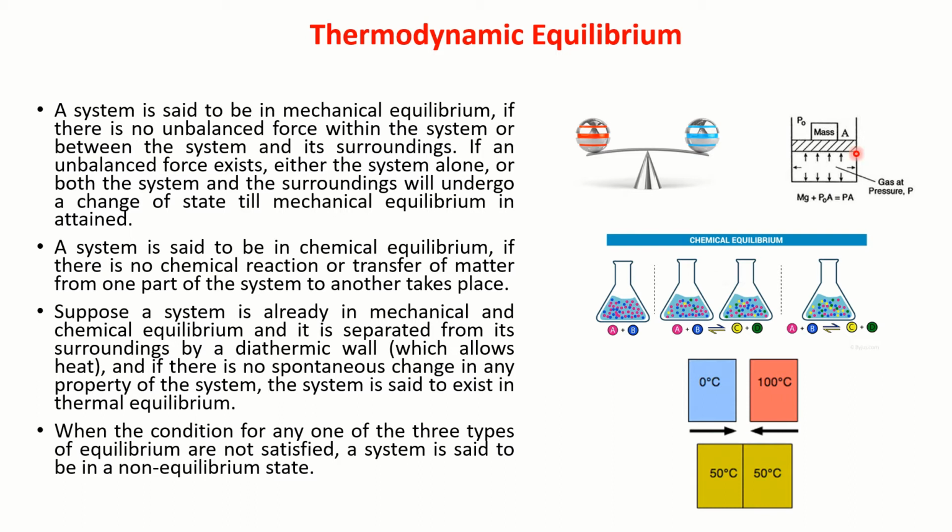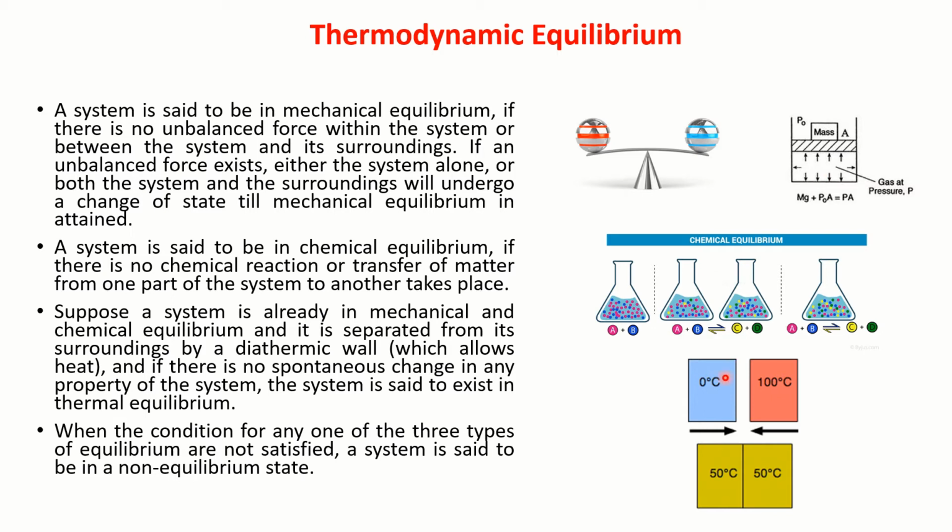Look here, there's a pressure acting on these things, and there's a mass here. So the mass and the weight will be acting downwards, and it is balancing. This pressure into area, the force, is acting in the upward direction. If these two are equal, then this will not move. Then we say it is in mechanical equilibrium.